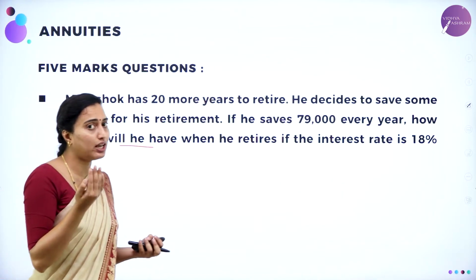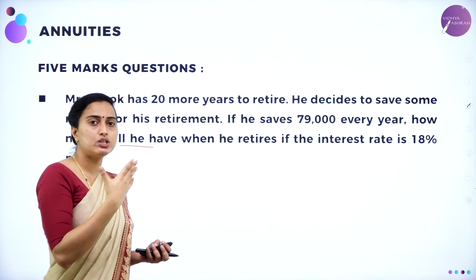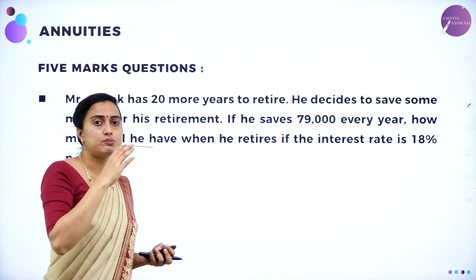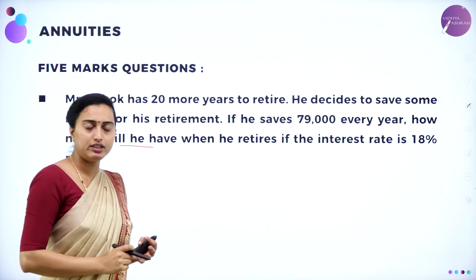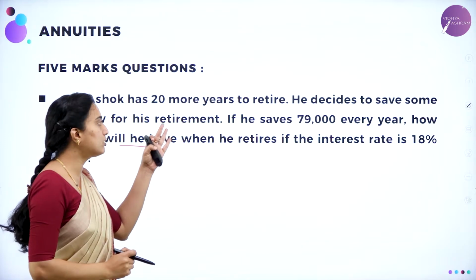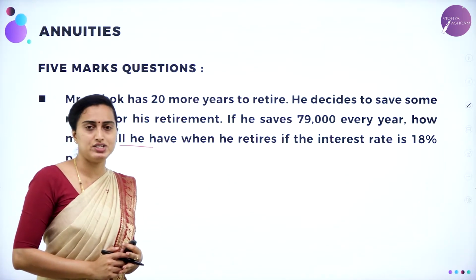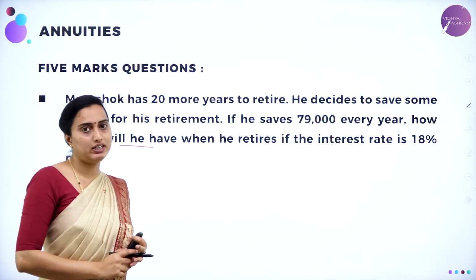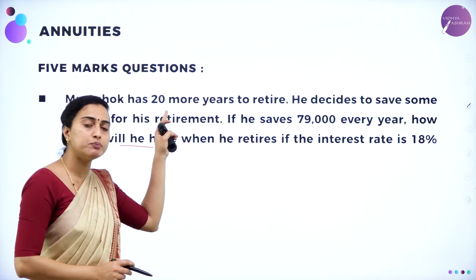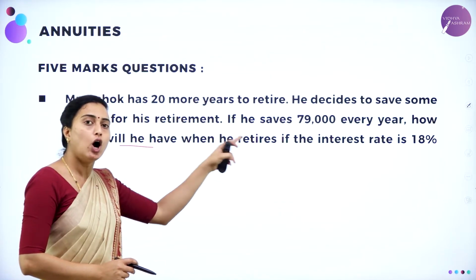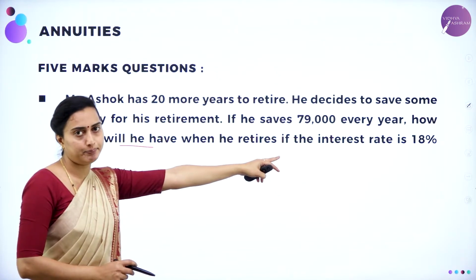Now here we need to calculate what? As I was reading the question, you came to know he is going to retire after 20 years, which means it will be the future value calculation. He is going to pay 79,000 per year, that means the annuity is 79,000 as an installment every year. After 20 more years means N should be equal to 20. How many percent per year is he getting? R is equal to 18%.